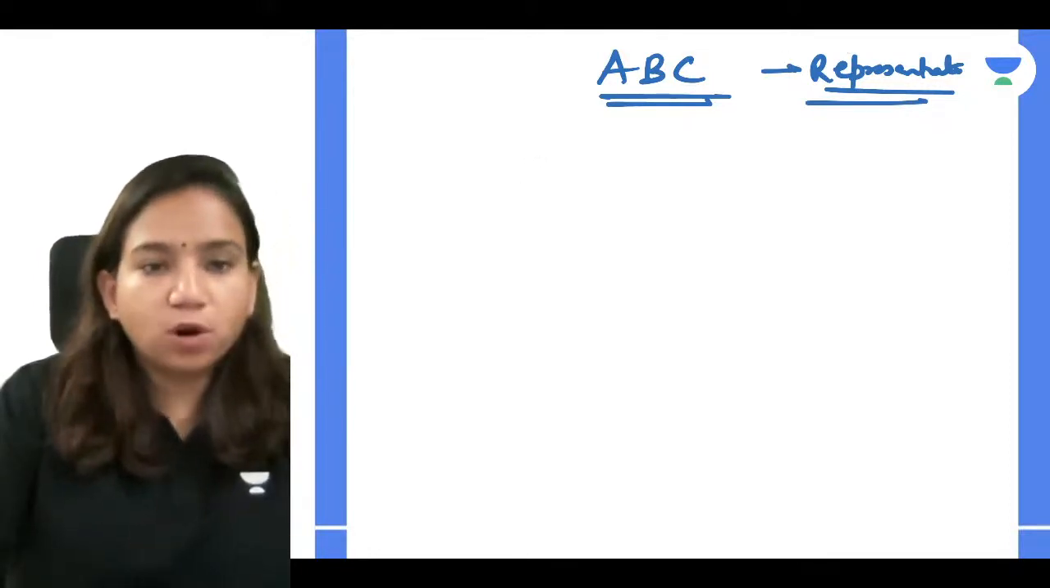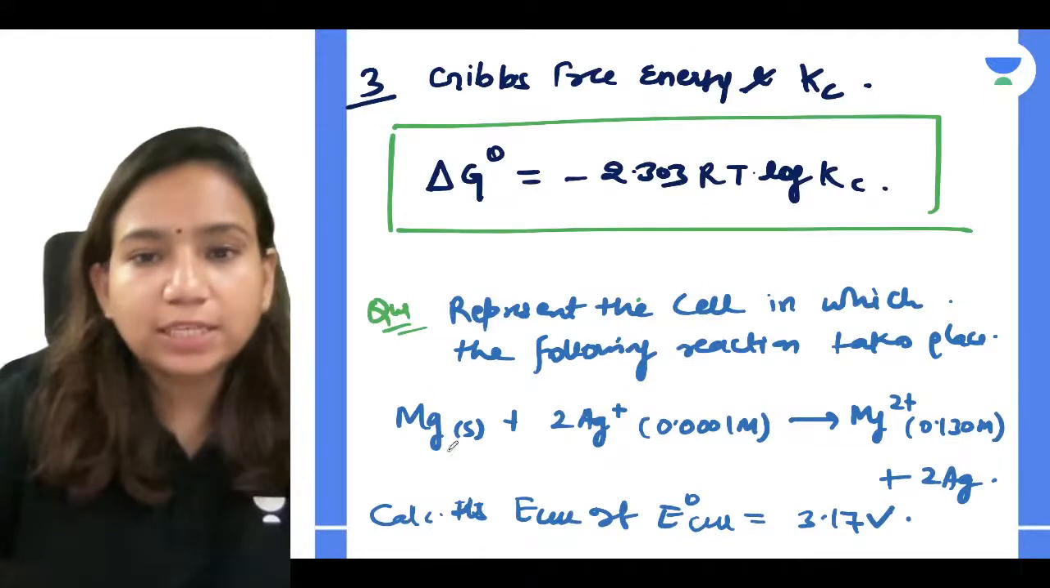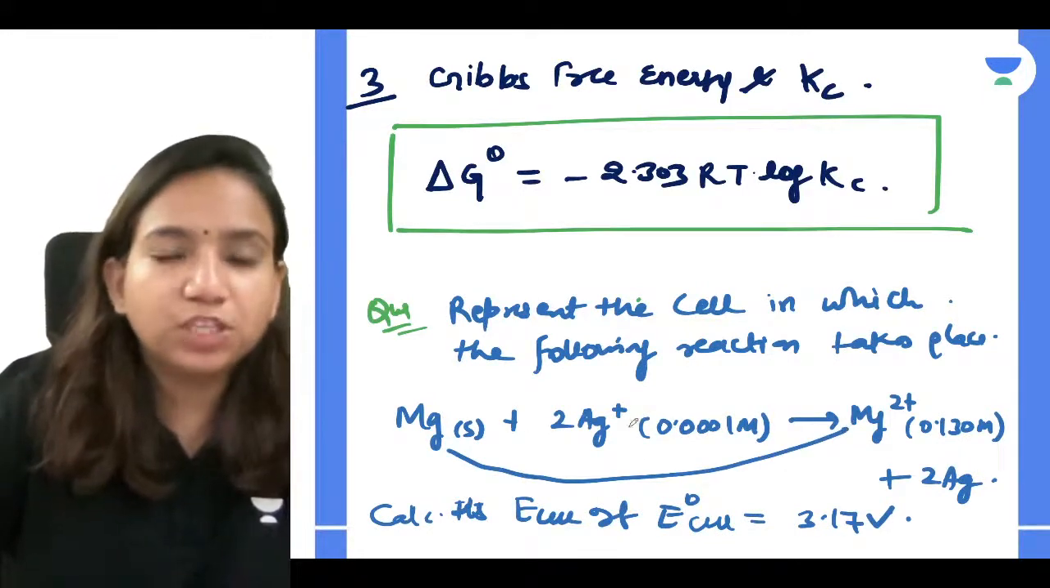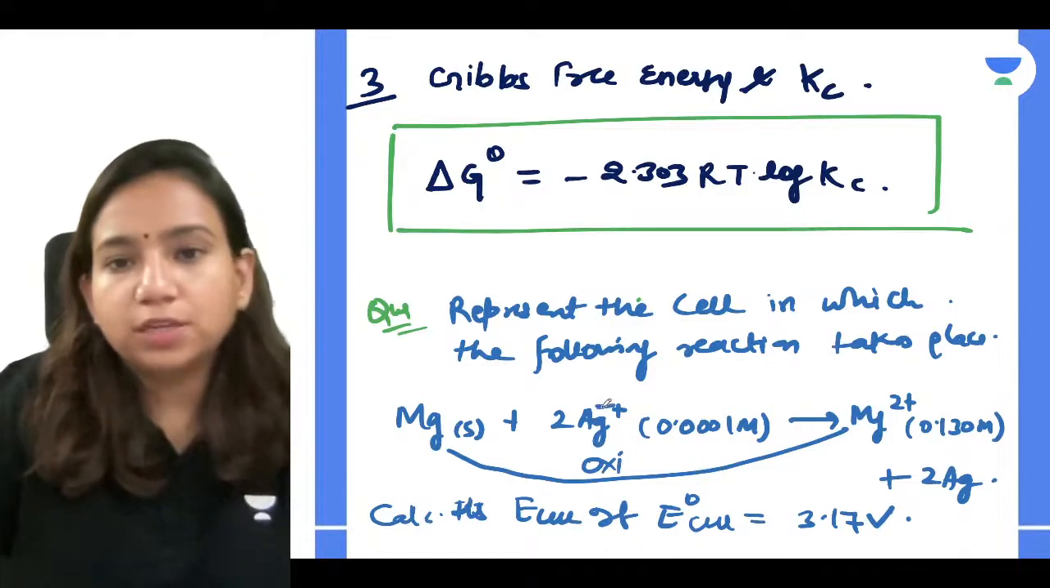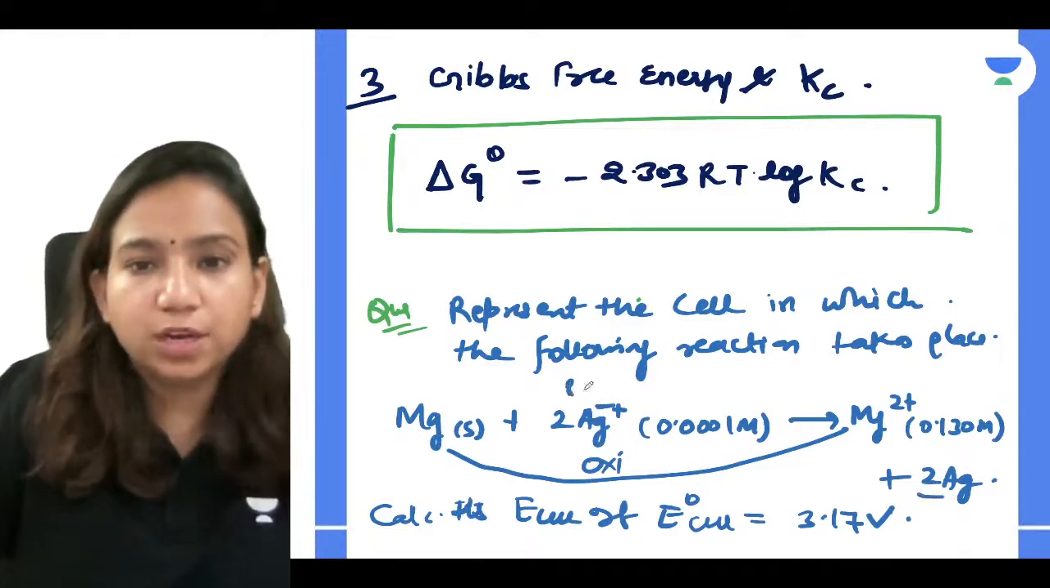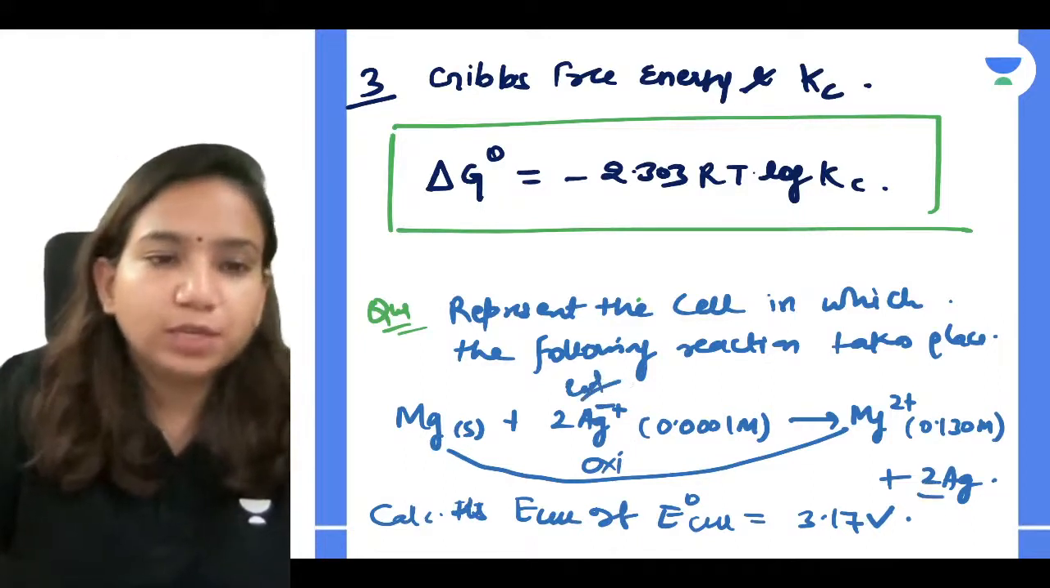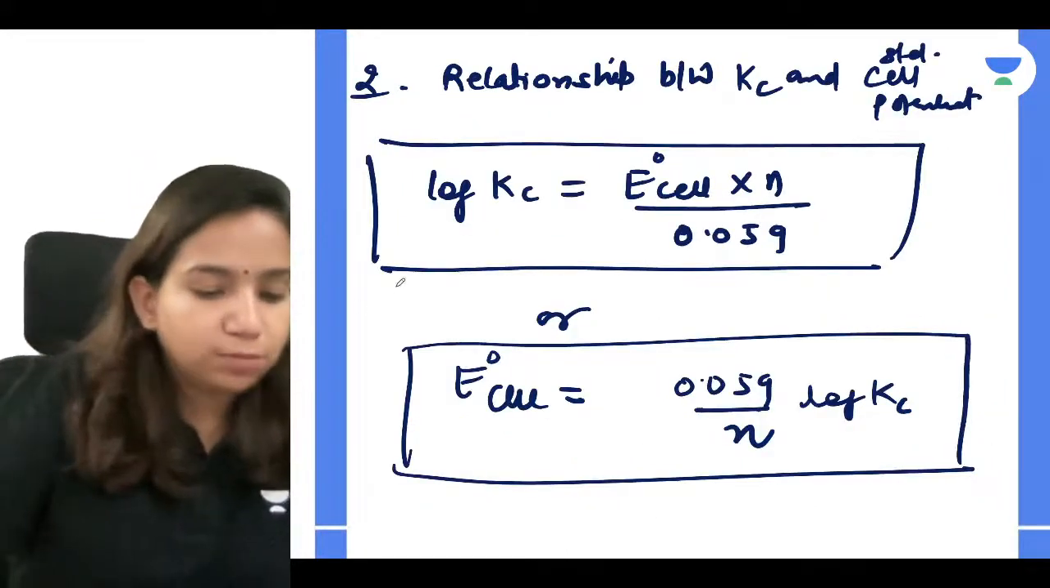So ABC, how can we write it? First we write the anode, who is acting as anode, who is undergoing oxidation. Magnesium is getting oxidized, so this is undergoing oxidation. Silver is getting reduced, so this is undergoing reduction. So we can write the anode: the anode is nothing but Mg.